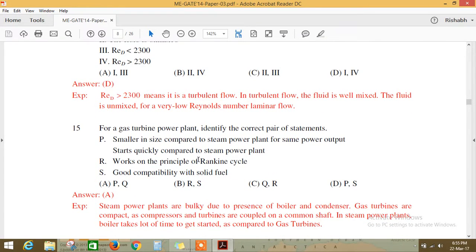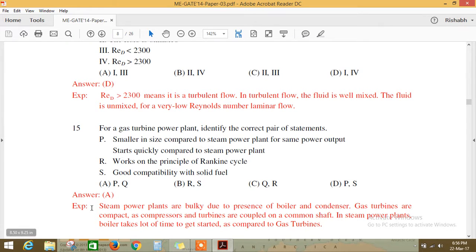Now let's see the last question, question number 15. For a gas turbine power plant, identify the correct pair of statements. Remember guys, in case of a steam turbine plant there is a boiler as well as a turbine, and in case of a gas turbine, there is a turbine and a compressor. There is no boiler in case of a gas turbine.